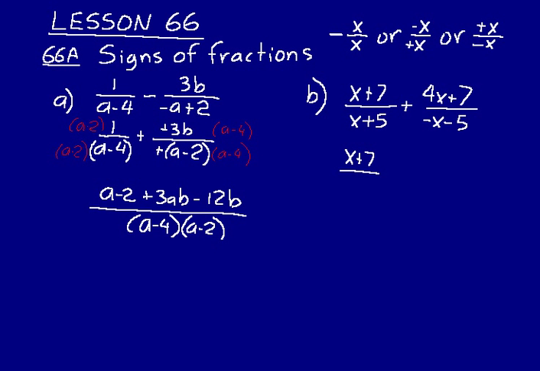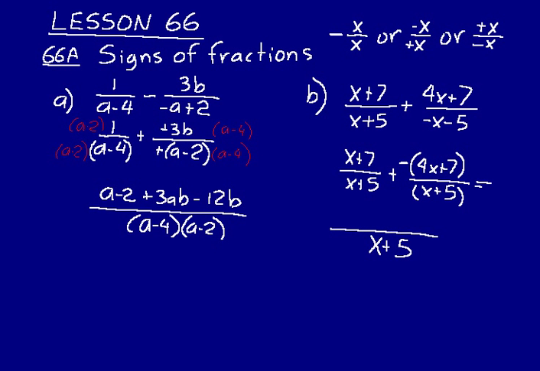X plus 7 over x plus 5, and then we'll say plus, and let's move the negative up to the numerator. Remember, we can do that. We just talked about how you can do that. It still makes the whole thing negative, minus 4x plus 7 over x plus 5. So what we did there was we factored a negative out of the denominator, and that gave us a negative x plus 5, and we just moved the negative up to the numerator. And so now we have common denominators.